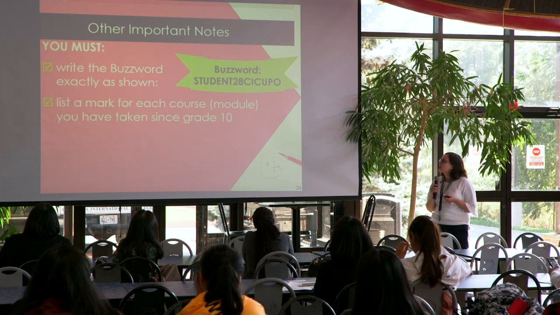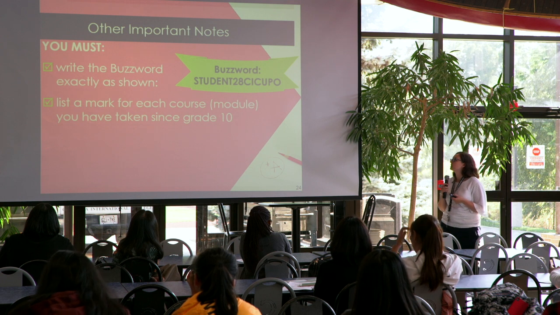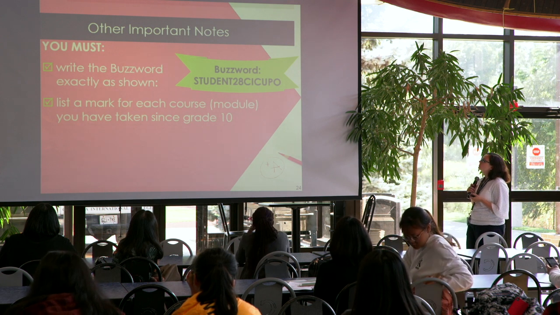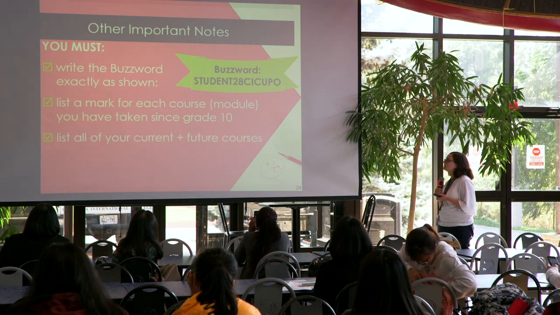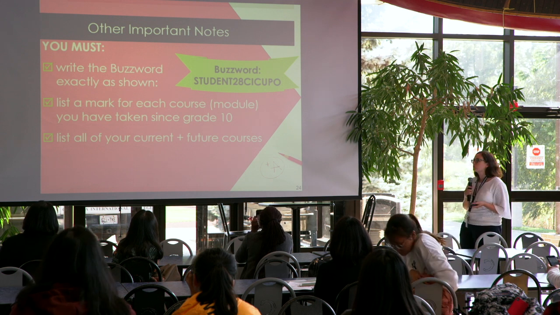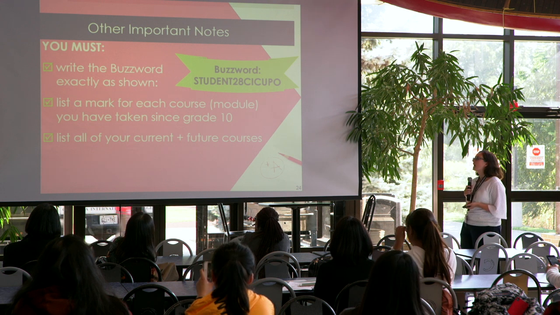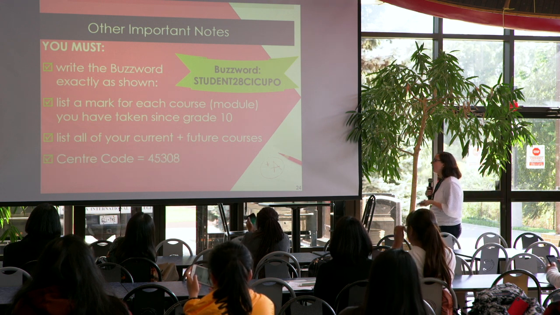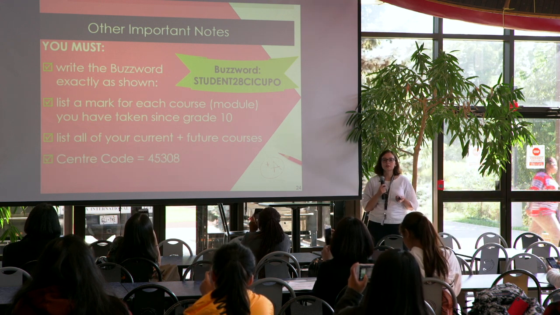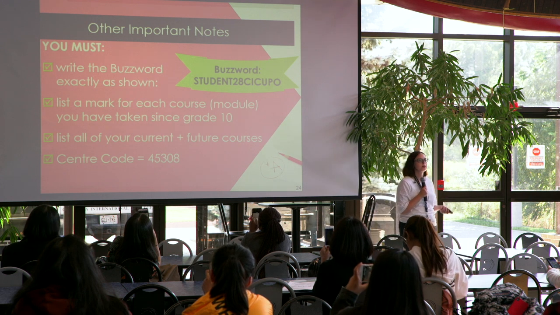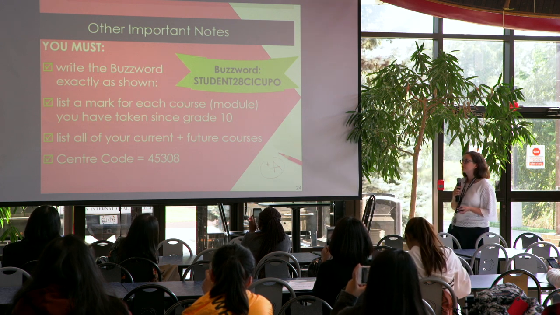So, in order to connect your application to me, you have to write the buzzword exactly as shown. Like I said, you're going to have to list a mark or a final grade for all of your courses since grade 10. And you're going to have to list all of your current courses here at CIC and your future courses. I entered the center code here. Don't worry too much about that one. You can just search Columbia International College and we will pop up.